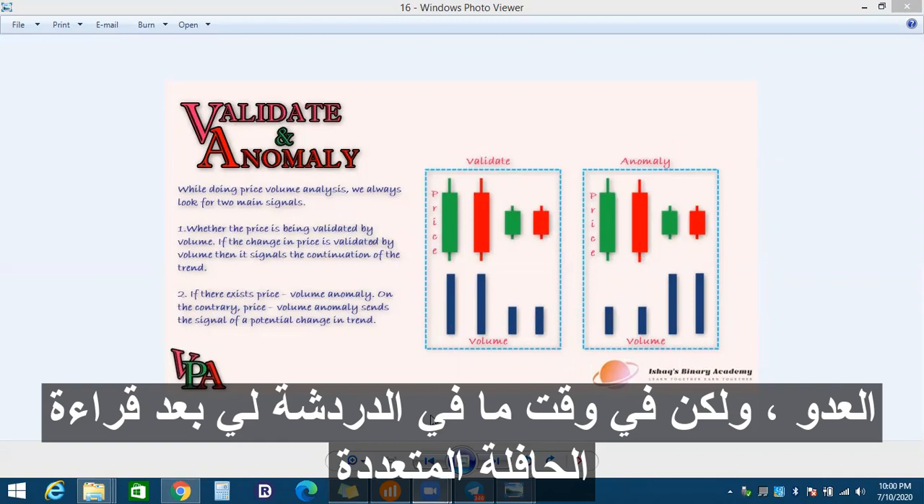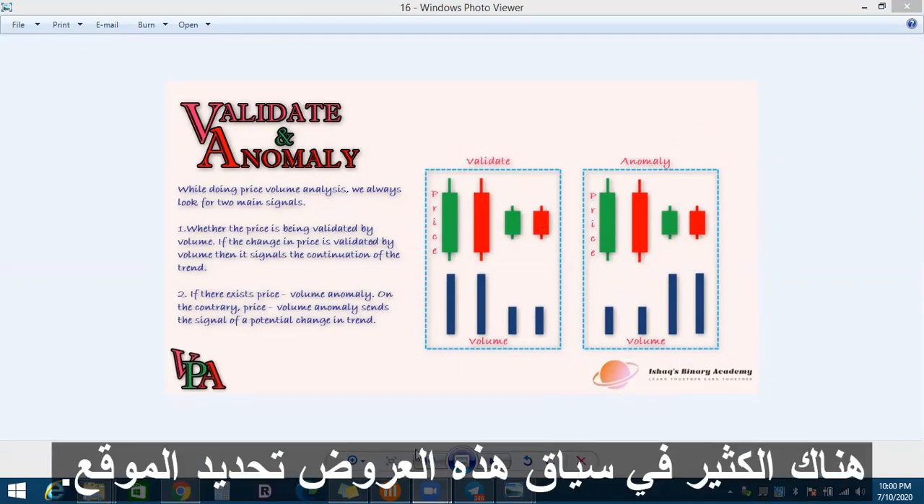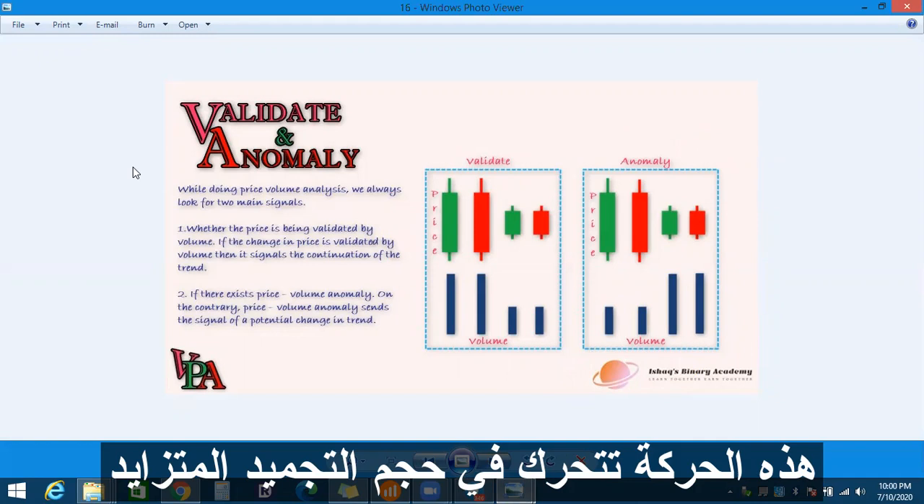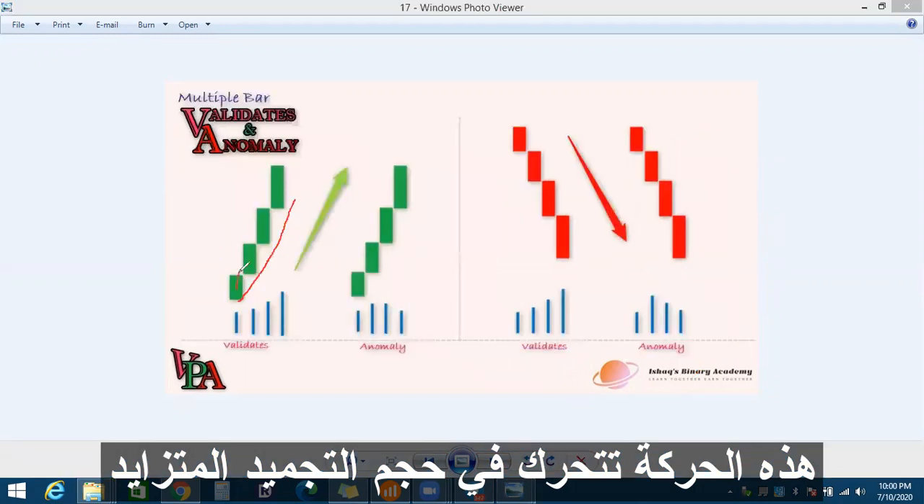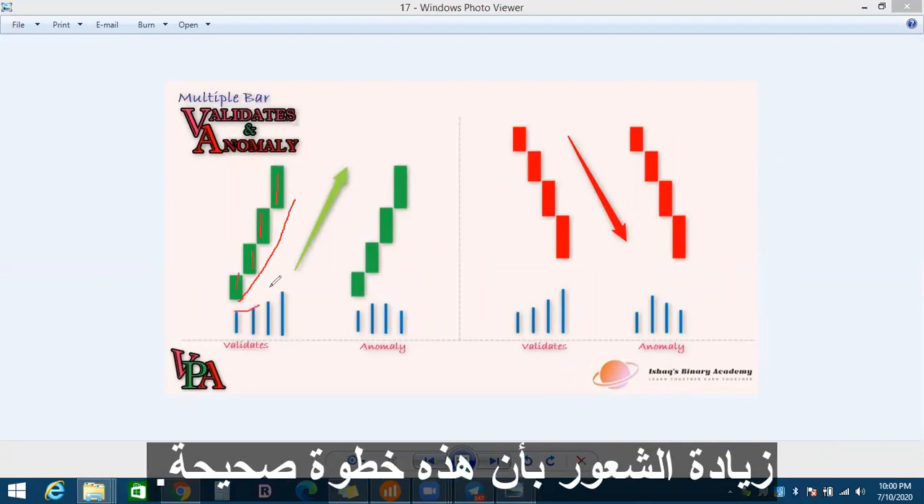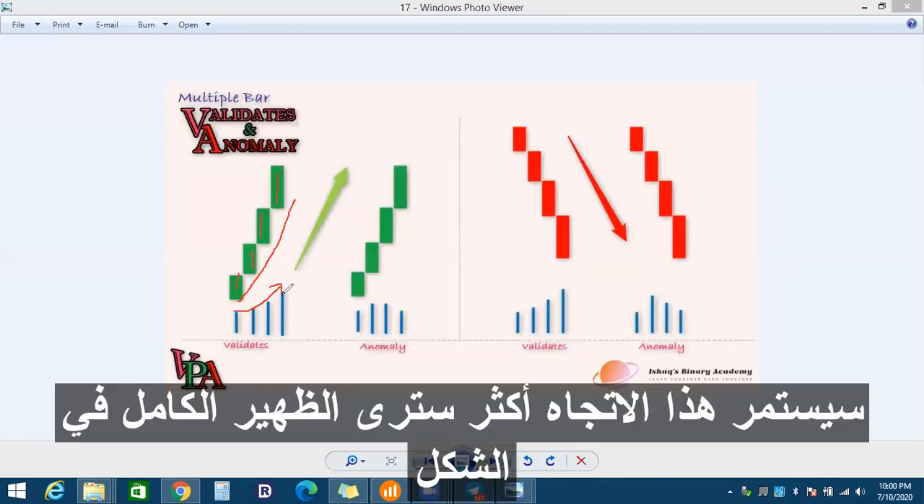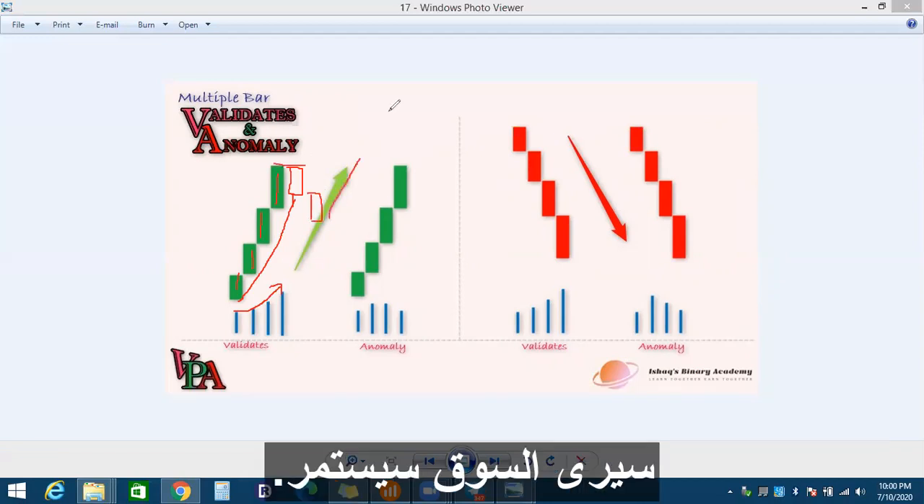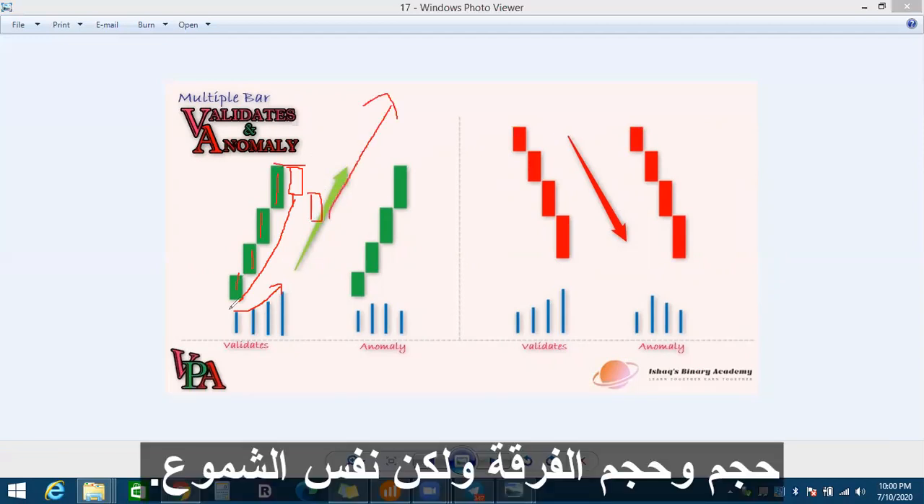But sometimes in the chart, we are trading multiple bars. There are so many candles in the chart, in the context. So look at this. The candles are moving, rising, increasing, increasing. Volume is increasing, increasing, increasing. That is a valid move. Okay. This trend will continue more. You will see a pullback in the shape of one candle or two candles because of any resistance. But again, you will see the market will continue more up when the price and the volume both are increasing.